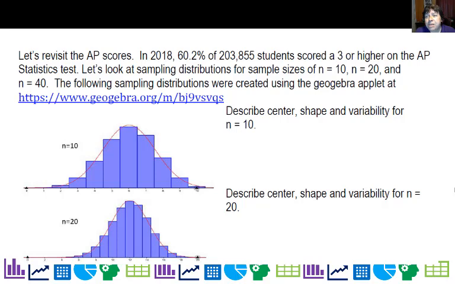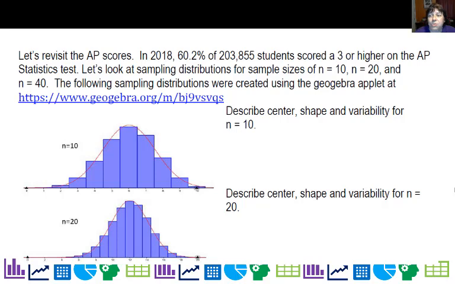All right. So let's revisit AP scores, because being an AP teacher, I find them interesting. In 2018, 60.2% of 203,855 students scored a 3 or higher on the AP statistics test. So what I'm going to do is pretend like we're going to sample from this population and look at what percentage we would expect to say that they scored a 3 or higher, which is technically passing the AP test. So we'll look at how it would behave for samples of 10, 20, and 40.